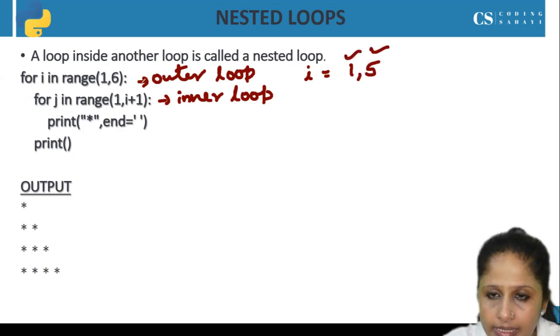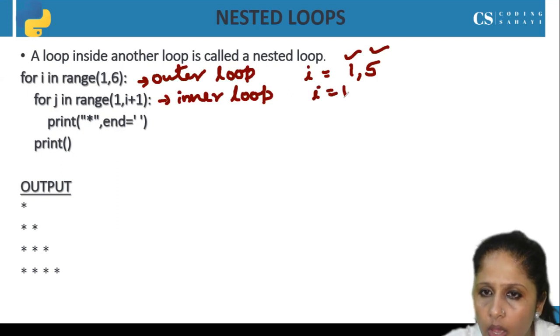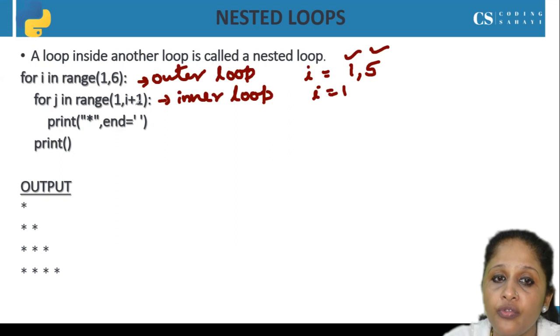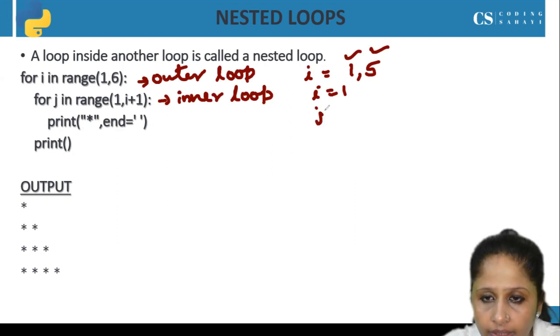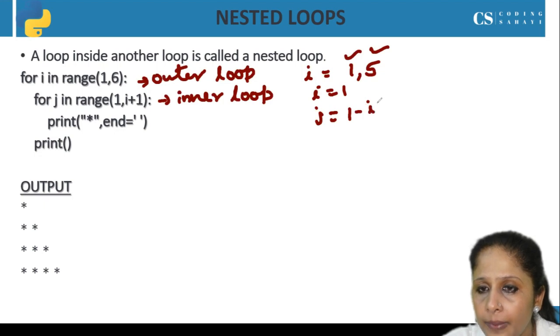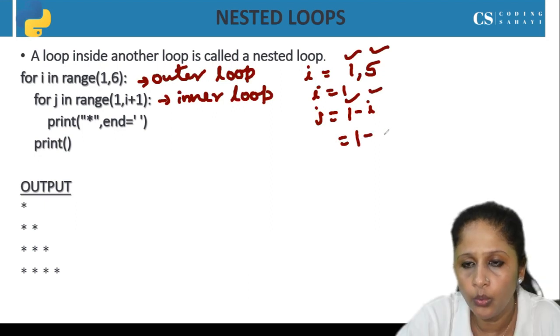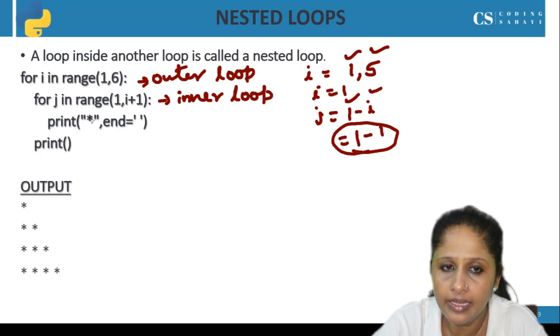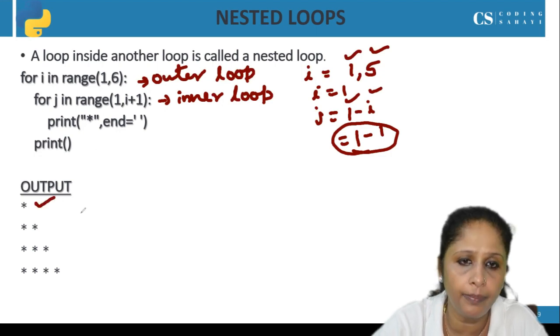Then it goes inside. See, when i equals 1, that time it goes inside. It is executing for j in range of 1 comma i plus 1. So here the j value ranges from 1 to i plus 1, that is 1 to i, including 1 and i. So in this case 1 to i plus 1 is 1 to 1. That means one time this loop will be executed in this case and it prints the star value. So the star will be printed.